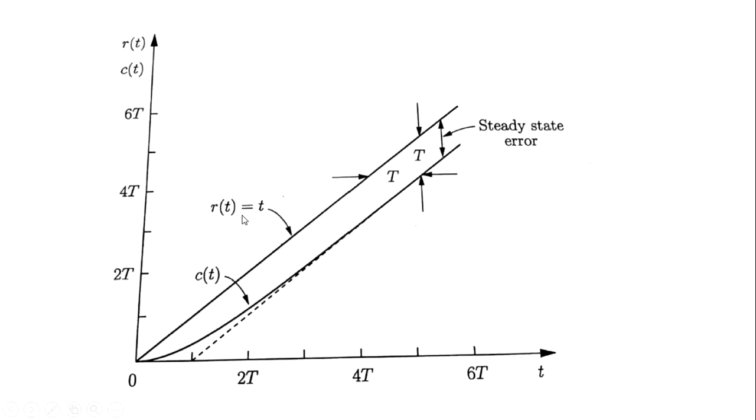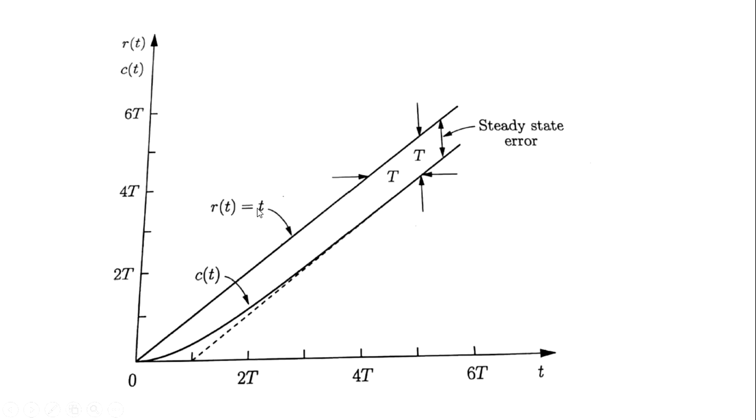So in this case my input R of t is equal to t. I call it unit ramp because it has a slope of 1. My ramp is just ramping up towards infinity, so this is an unbounded input, and obviously I will get an unbounded output. C of t here is my output in this case.